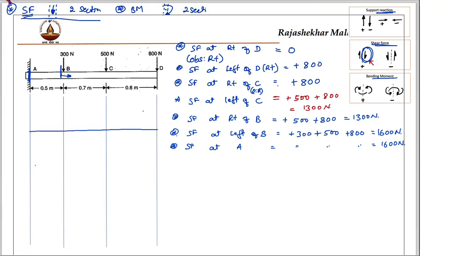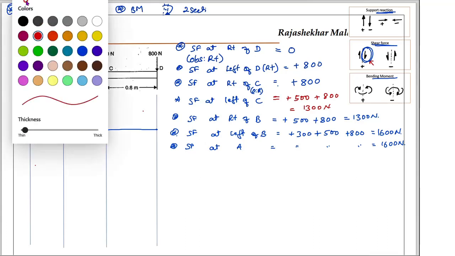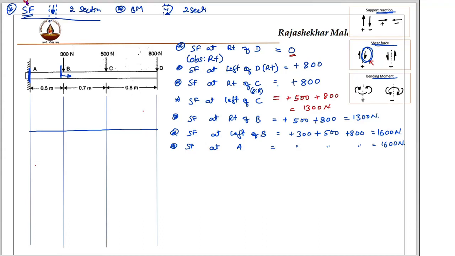Take one horizontal line. At point D, the values are 0 and 800. At point C, the values are 800 and 1300. And at point B, I have 1300 and 1600.